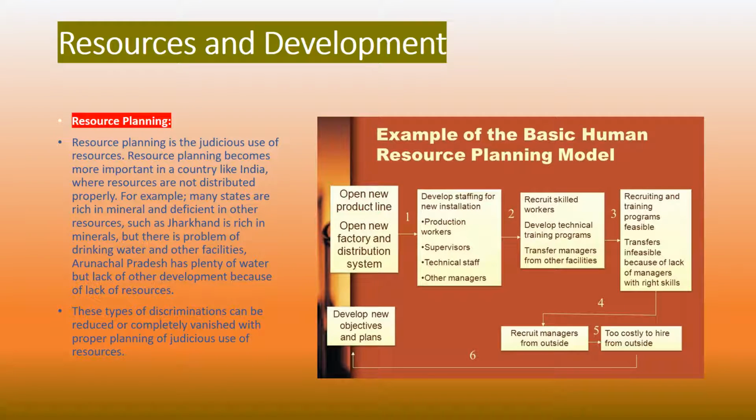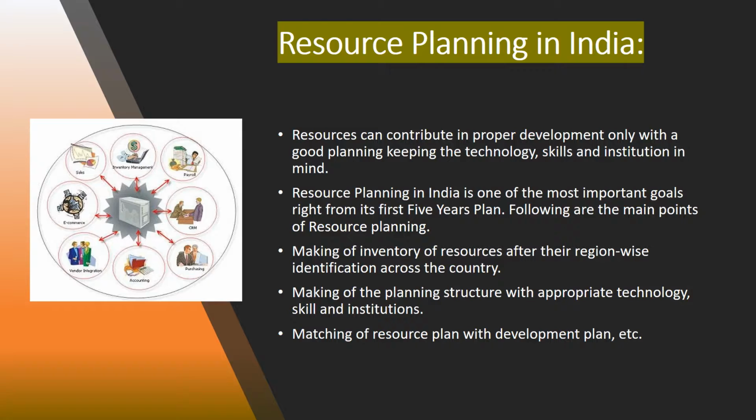Resource planning. Resource planning is the judicious use of resources. Resource planning becomes more important in a country like India, where resources are not distributed properly. For example, many states are rich in minerals and deficient in other resources, such as Jharkhand, which is rich in minerals but has problems of drinking water and other facilities. Arunachal Pradesh has plenty of water but lacks other development because of lack of resources. These types of discrimination can be reduced or completely vanished with proper planning and judicious use of resources.